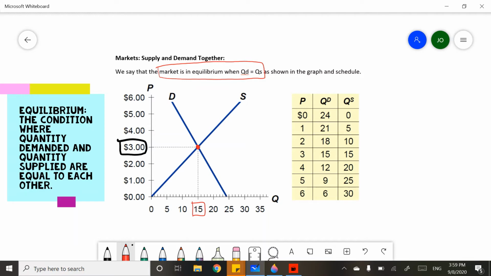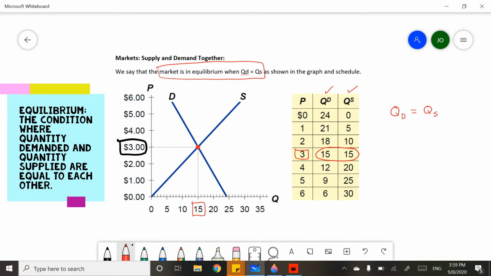Now, let's look at the schedule. How can we distinguish our equilibrium if we're looking at a schedule? So we have to go by our definition. Remember that we're looking for a point where quantity demanded equals quantity supplied. If you look at the data represented on the schedule, you will see that this happens here, where my quantity demanded equals my quantity supplied. And this happens at a price of 3.